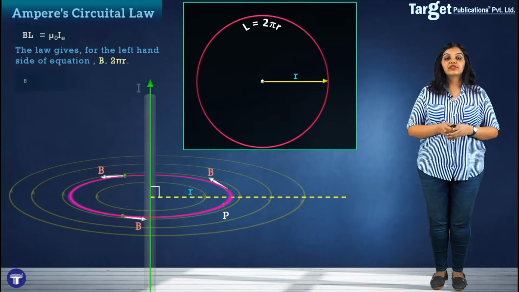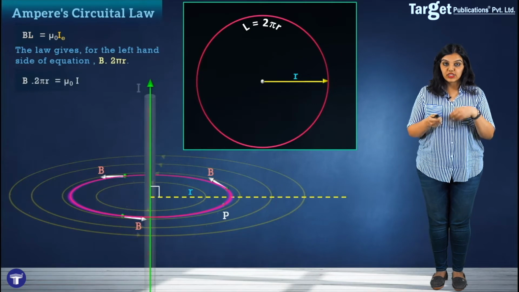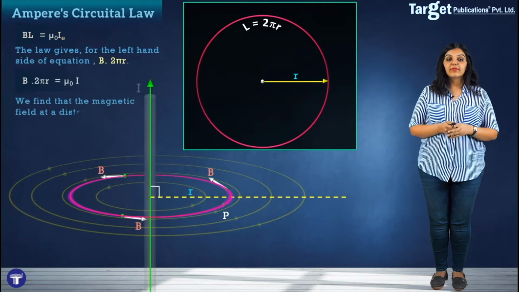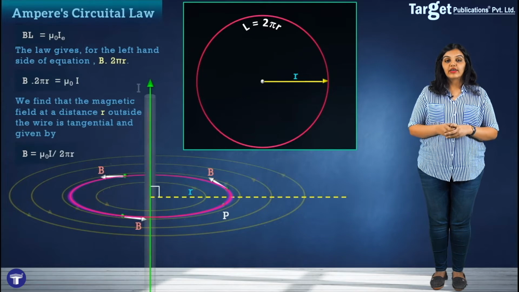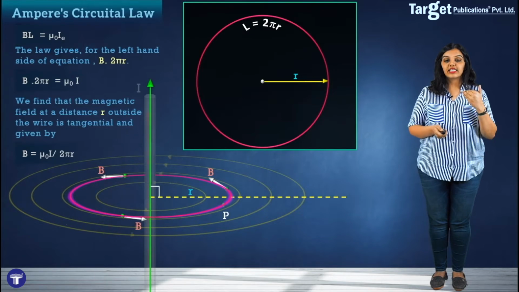I get B into 2 pi r is equal to mu naught I_E, but instead of I_E I write I, which is the current of the current carrying conductor, and this gives me the magnetic field at a distance r outside the wire, that is, B is equal to mu naught I upon 2 pi r. I already know it is tangential.